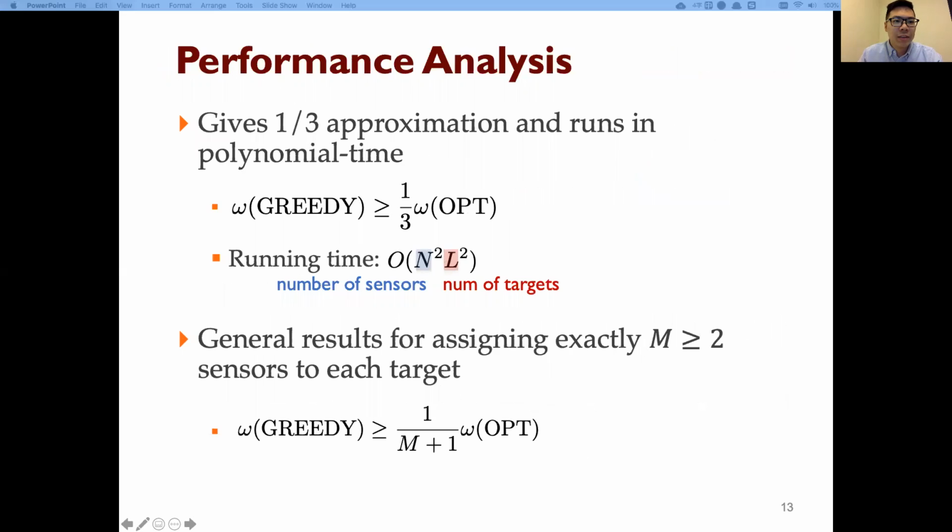We prove that it gives the 1/3 approximation of the optimal and runs in polynomial time. We also extended this result to the general case. That is, we assign exactly m sensors to each target, and our greedy assignment algorithm will give a 1 over m plus 1 approximation performance.